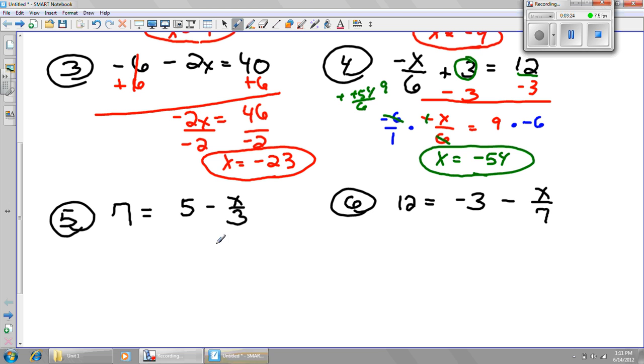All right. Let's check this one out. Looks like I'm going to have to get rid of the 5 first. This will bug a lot of you that the x is on the right-hand side. It shouldn't. It's an equation. Both sides are equal.